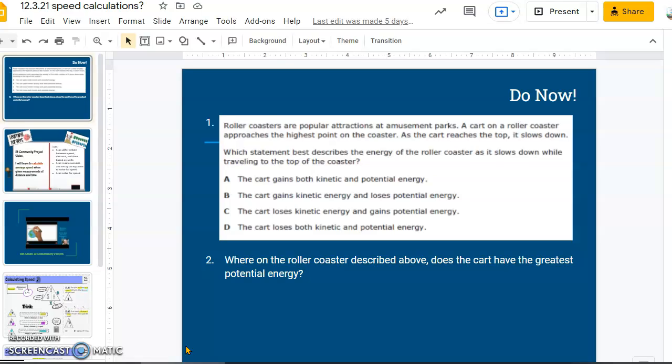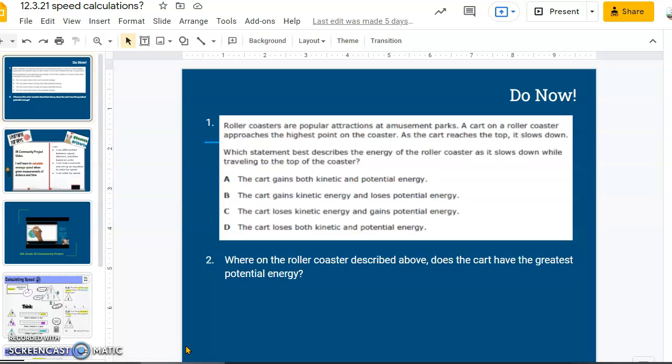So make your choice. I'm going to read question 2. Where on the roller coaster described above, so the one in question 1, does the cart have the greatest potential energy? Let's think about that. Well, let's go back to the first problem.